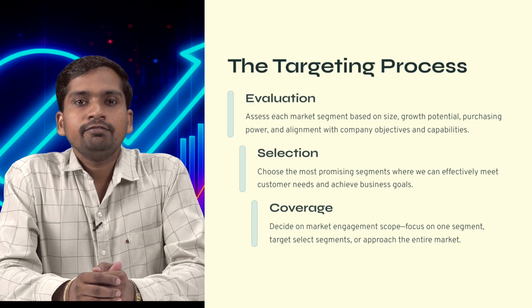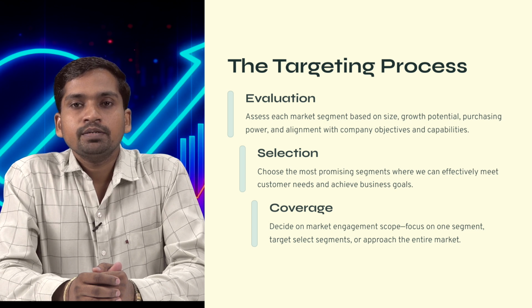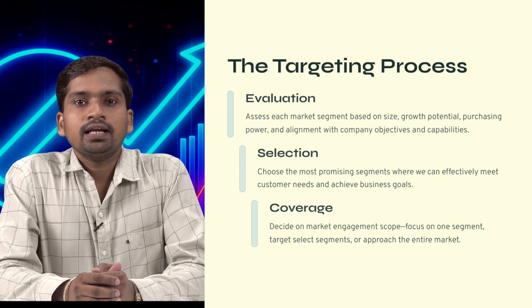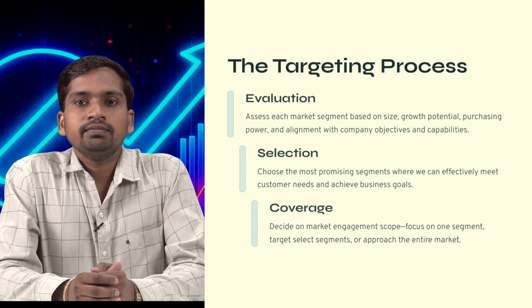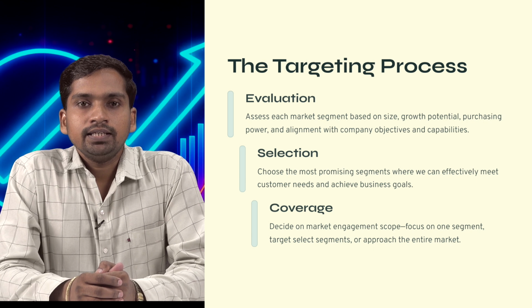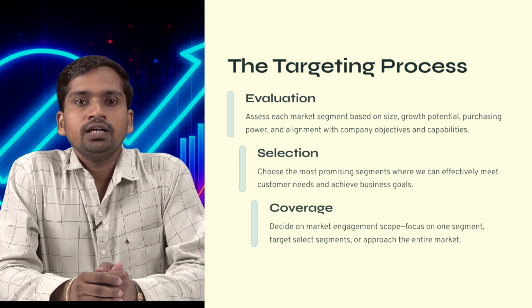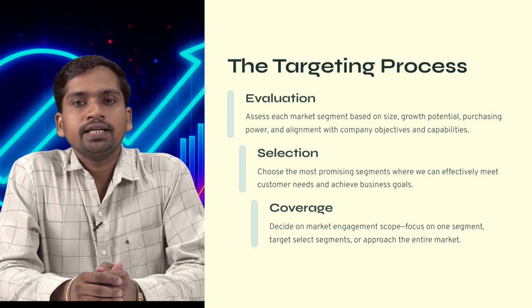The process of targeting typically involves three distinct steps. First comes evaluation. Here we carefully examine each identified market segment. We look at factors like its size, growth prospects, purchasing power, and critically, how well it aligns with our company's own goals and capabilities. Second is selection. Based on the evaluation, we choose the segment or segments that appear more promising and where we believe we can effectively meet customer needs. Finally, we decide on coverage, determining the scope of our market engagement. Will we focus intensely on just one segment, select a few specific segments, or attempt to reach the entire market?